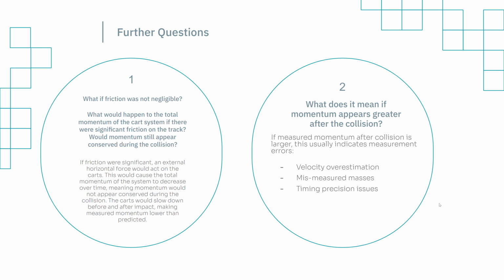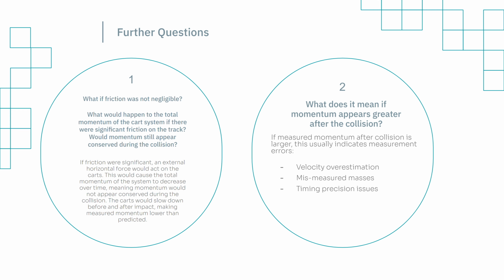Some further questions to end the discussion. Question 1: what if friction was not negligible? What would happen to the total momentum of the cart system if there was significant friction on the track? Will momentum still appear conserved during the collision? If friction were significant, an external horizontal force would act on the carts, which would cause the total momentum of the system to decrease over time, meaning momentum would not appear conserved during the collision. The carts would slow down before and after impact, making measured momentum lower than predicted.